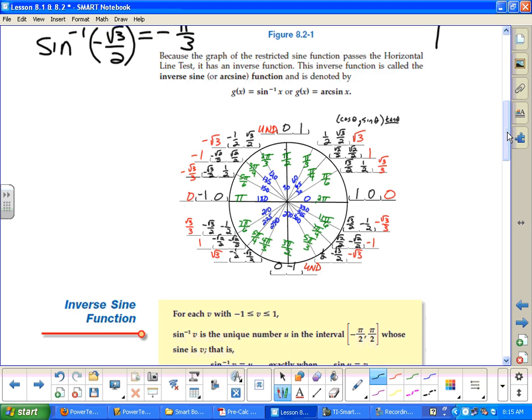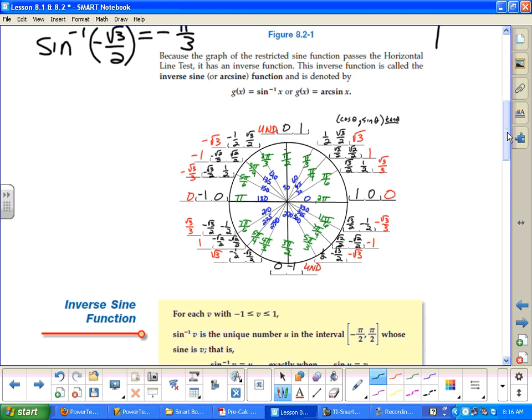Now, when you go higher with your math in college, you might see they call it arc sine also. So for sine, we're from negative pi over 2 to pi over 2. Where's negative pi over 2 on the unit circle? What angle is it coterminal with? 3 pi over 2.